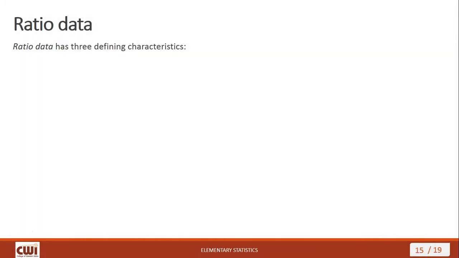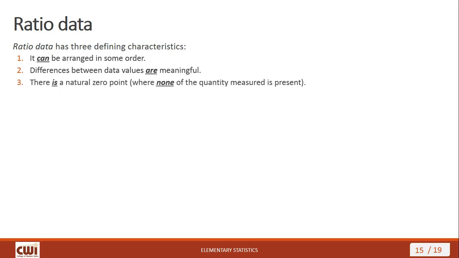Ratio data is the last of the four, and it has three defining characteristics. The first is that it can be arranged in some order. The differences between the data values are meaningful. So far, we're neck and neck right here, sharing the same bed with interval data. But here's where the roads diverge. With ratio data, there is a natural zero point where none of the quantity measured is present.